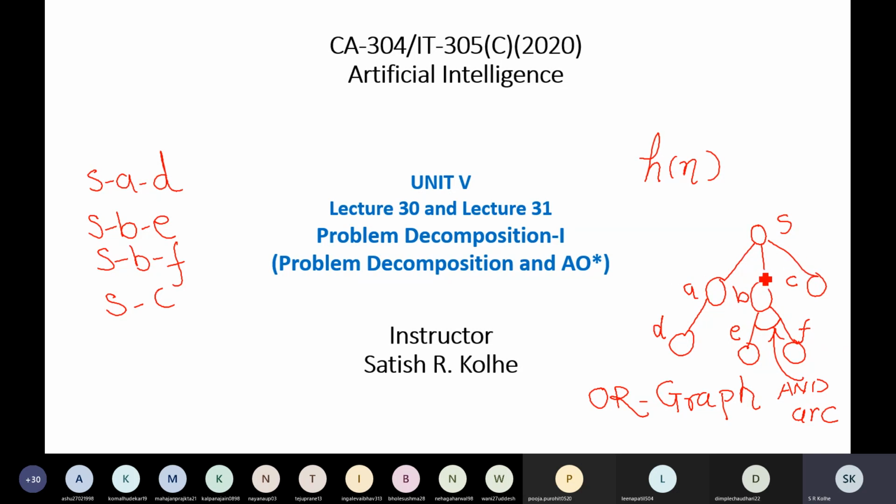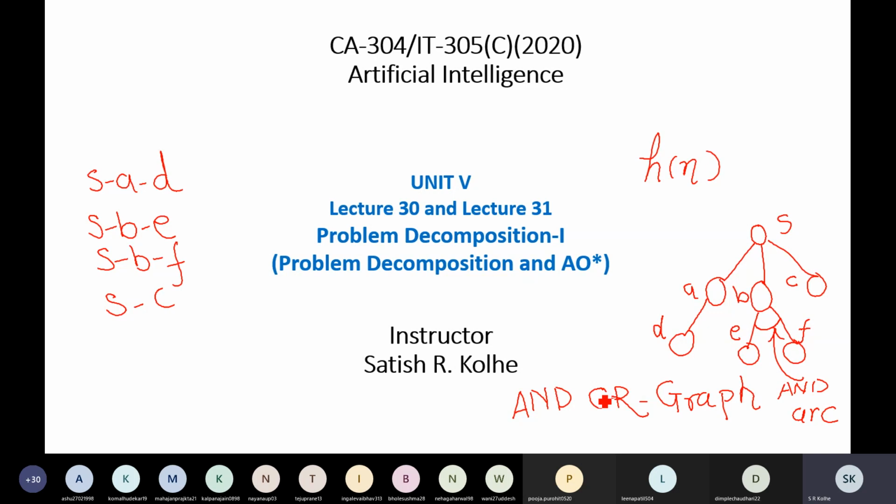And such a graph where we have OR type of arcs as well as AND type of arcs is called an AND OR graph. Okay, so this AO star search will work on AND OR graph.